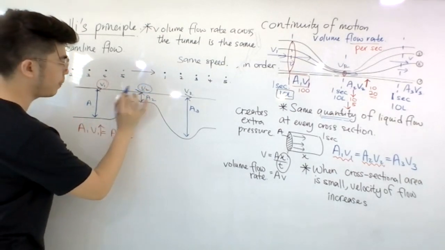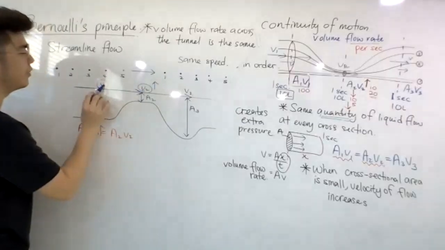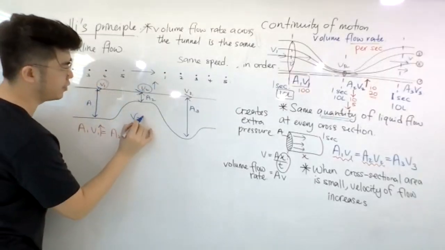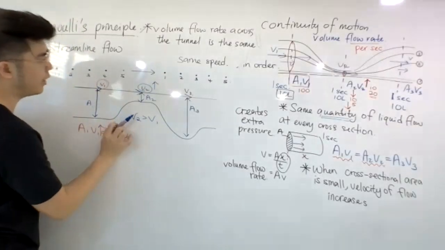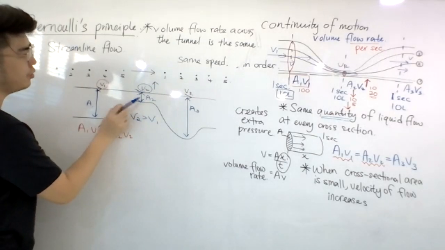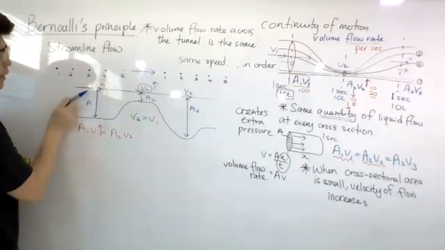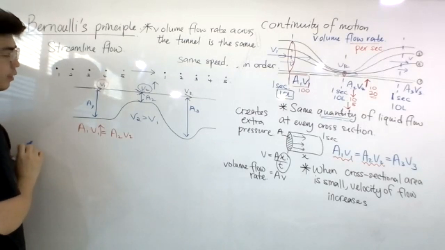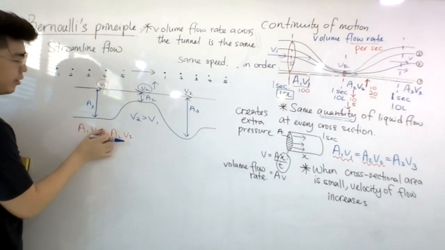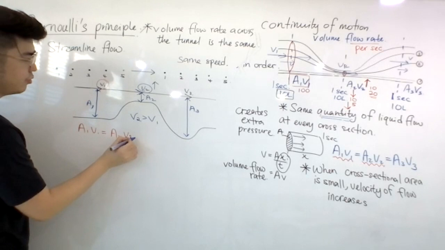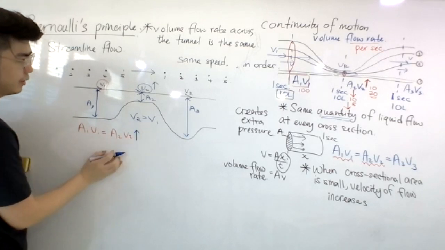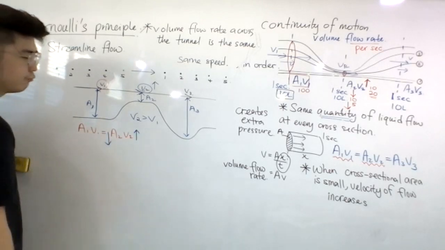Velocity V2 will be larger than V1. V2 will be larger than V1. Why? Because A2 is shallower than A1. Okay? Because we know that when V2 is large, A2 must be small.